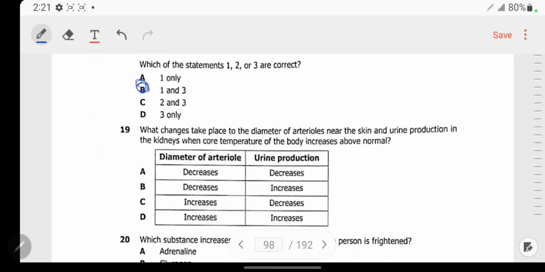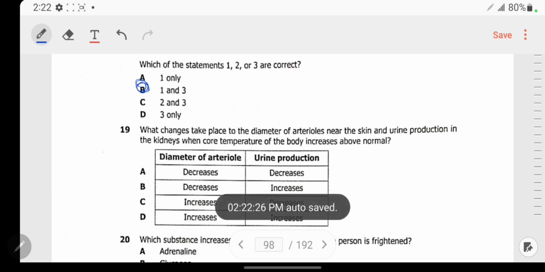Question 19. What changes take place to the diameter of the arterioles near the skin and urine production in the kidney when core temperature of the body increases above normal? So when the temperature increases, what happens to the arterioles? The diameter of the arterioles has to increase. Why are they increasing? So that more blood flows. When more blood flows, more heat is lost.